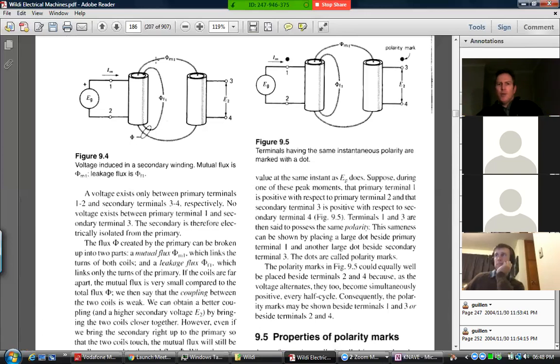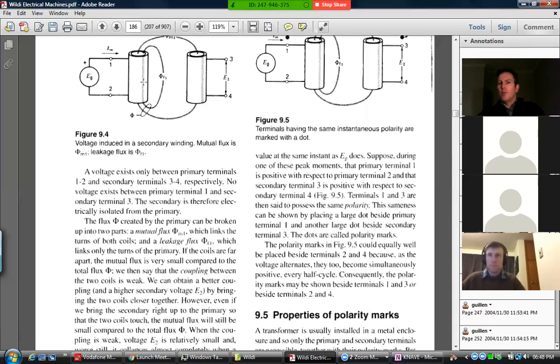Okay, so we get the mutual flux and then we get leakage flux. Now, if we put a metal path along here for the magnetic field lines to run through, then most of the flux will be mutual flux. It'll be seen by both of them. And you'll have a very small amount of leakage flux that only links one turn and doesn't actually come into the other one. But in an ideal transformer, we will have perfect linking. So all the flux that this guy produces will also pass through that guy.